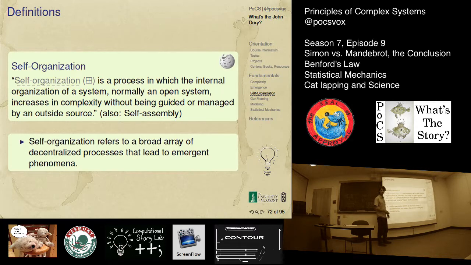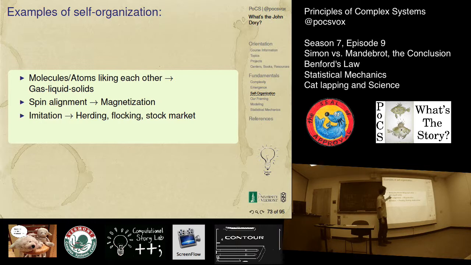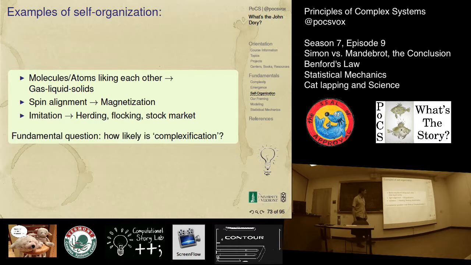I mean, fluids, right? And that's a good example. Gas, liquid, solids, these guys like each other in some ways, molecules and atoms. Magnetization is something that emerges out of spins. Hopefully I'll show you a little example of that. People, imitation, people and animals, lots of things happen through imitation. And then there's a broader question here, and we'll come back to it. We'll touch on it now. Complexification, right? We're rising out of nothingness with this constant complexification over a long period of time.